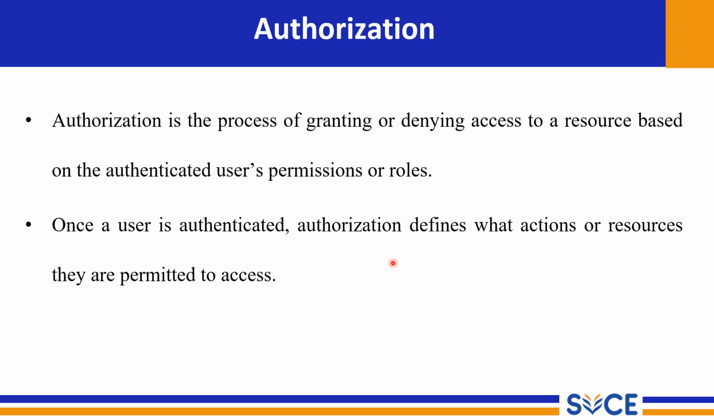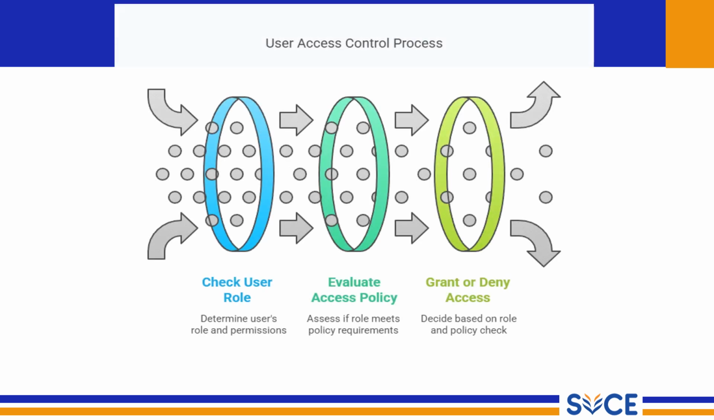And here, this is a user access control process. It will be checking the user roles and evaluating the access policy, where if the role meets the policy requirements, access can be granted, or it can be denied. Okay, so based on the decision from the role and policy check, the user access control will be working.